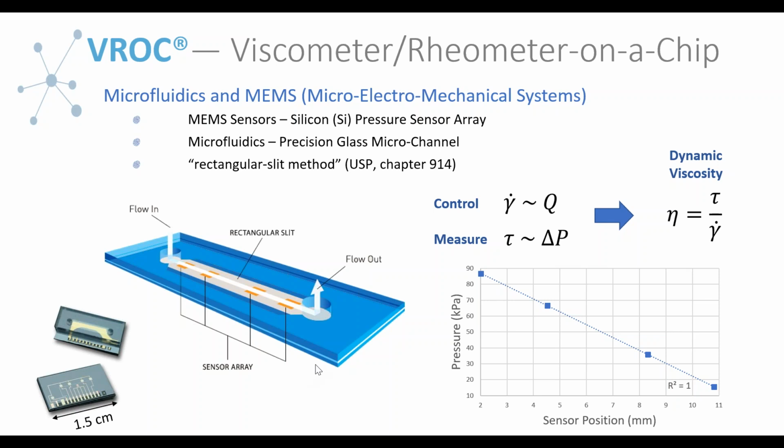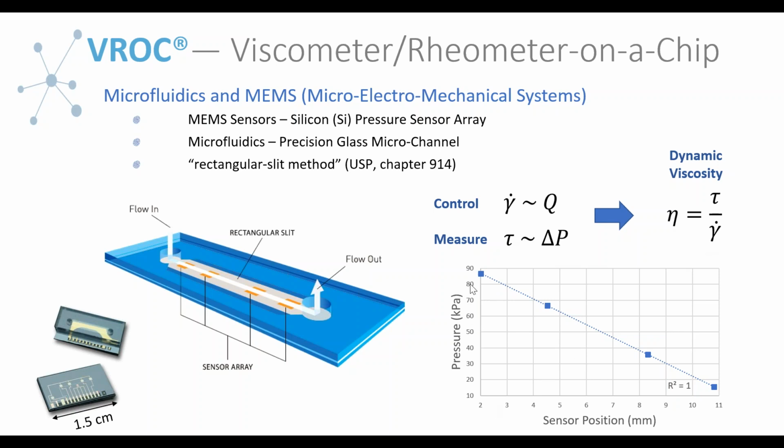And so the way the calculation is done for our system is that we are controlling the flow rate through the channel, which we can then translate into a shear rate. We are measuring pressure drop across the flow channel, which we can then translate into a shear stress. So then we calculate viscosity as shear stress over shear rate.